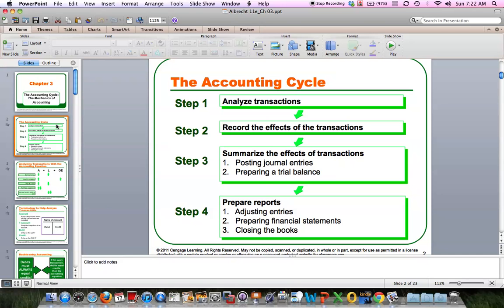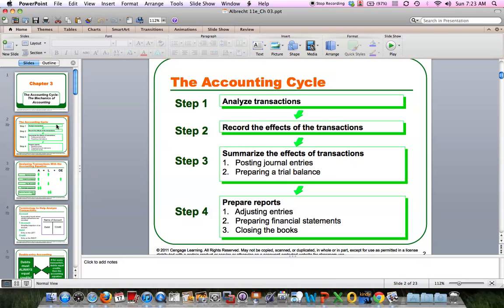You can see here that the accounting cycle is made up of four parts. Number one is we analyze a transaction, and a transaction, just think of it as anything that affects the financial position of our company. In other words, we do something. We have a delivery van. We buy gasoline to fill it up. There's a transaction, something that affected my financial position.